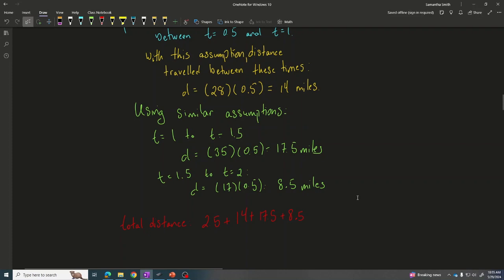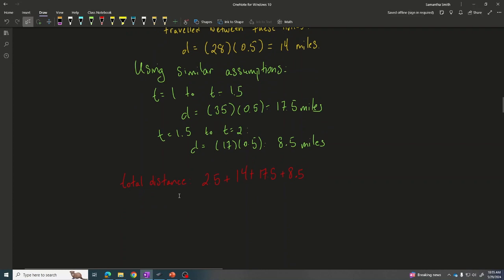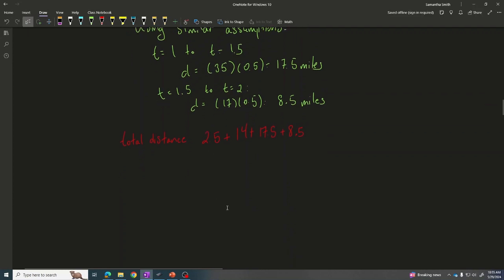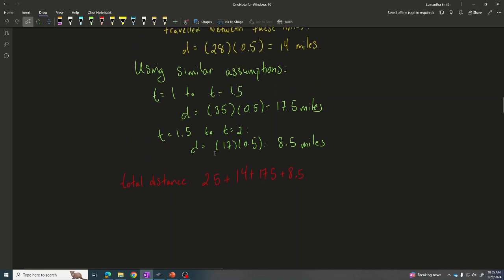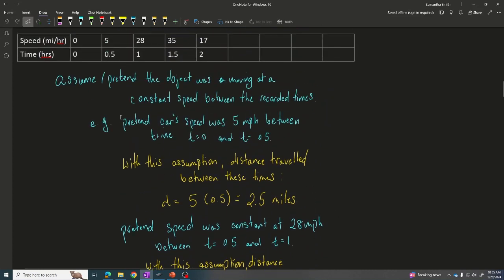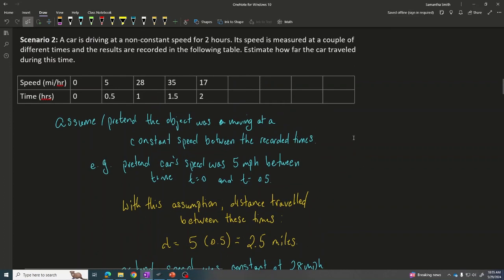Now, most of you probably intuitively know that this estimate for the total distance traveled by the car is probably going to be pretty bad, probably going to be pretty inaccurate, right? Because this calculation was based upon a pretense, an assumption that doesn't seem particularly valid, right? How can we assume that the car's speed between 0.5 and 1 was constant at 28? That doesn't feel right, right?